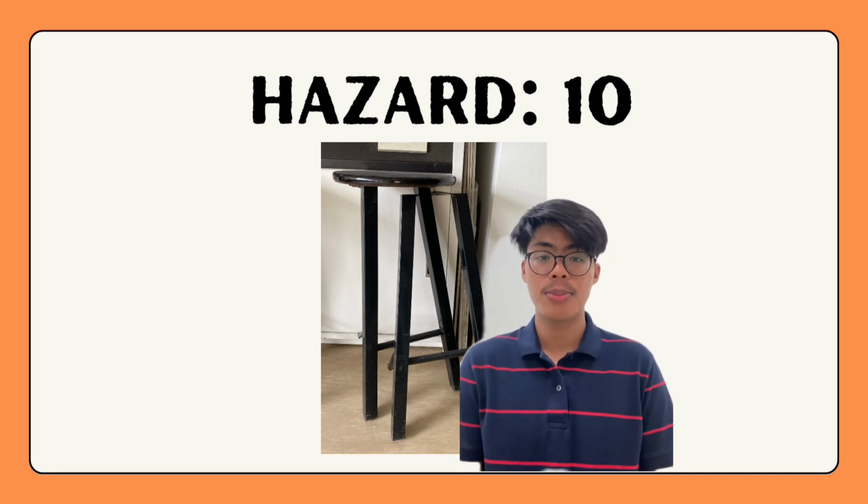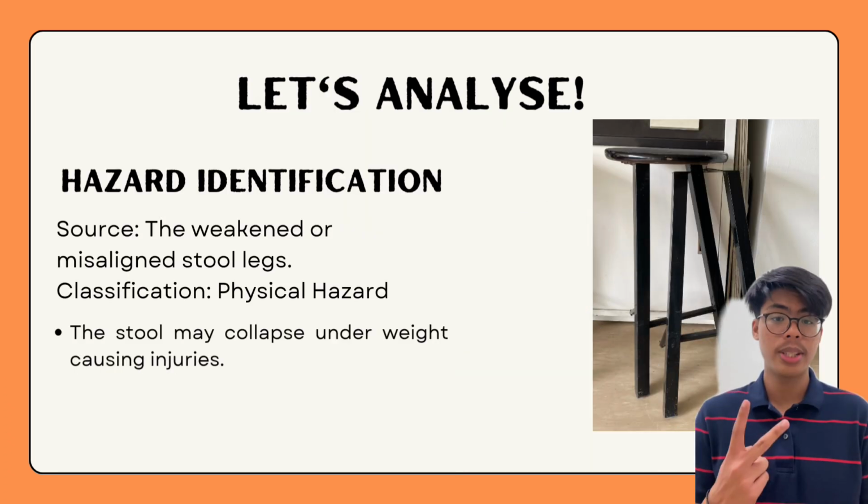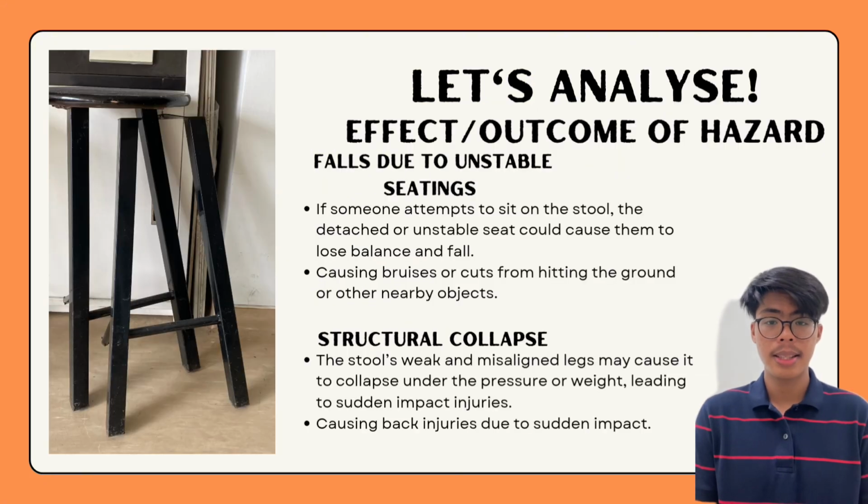Next hazard is the broken stool. We can see that it is unstable and it can cause 2 risks. First is unstable sitting, while the other one is collapse. For the unstable sitting, someone might lose balance and fall. And for the collapse, the stool can break under weight, causing injuries.